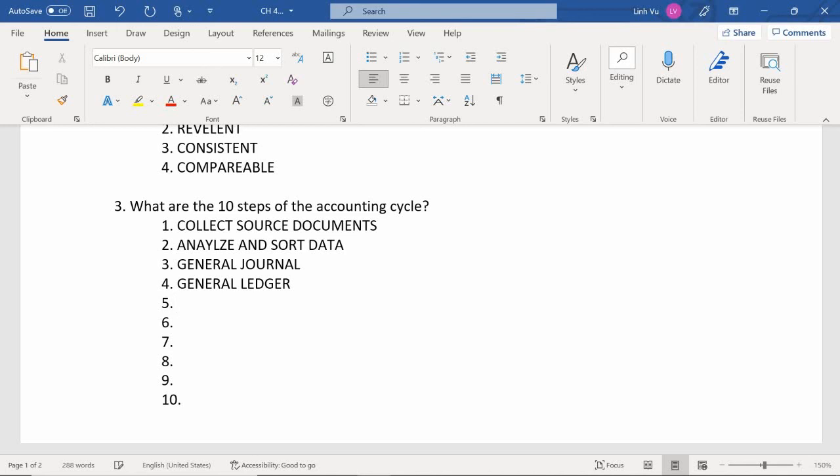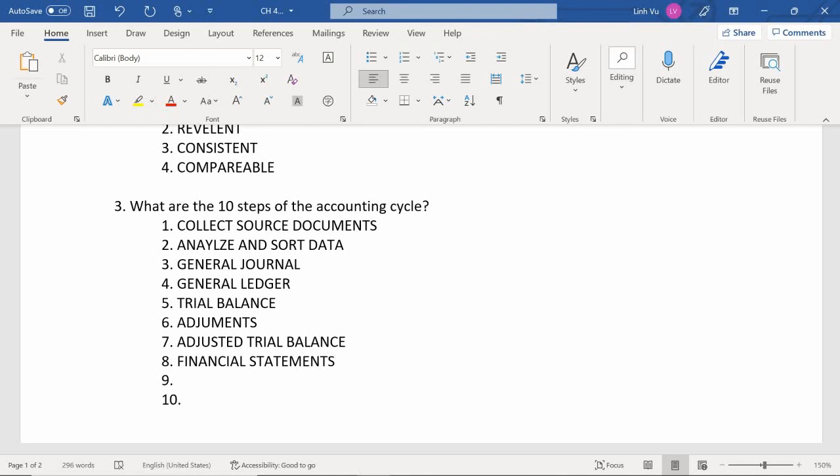And then, prepare trial balance. Yes, you must do a trial balance, okay? What else? Enter adjustment entries. You need to do the adjustments, okay? And then prepare adjusted trial balance. Yes, you need to also do another adjusted trial balance, okay? And then what? Create financial statements. Good, financial statements, okay? And then what else?